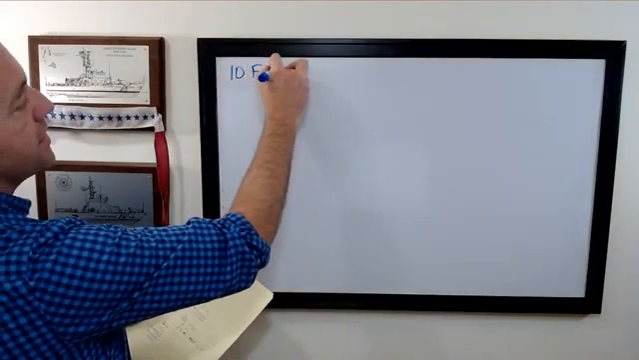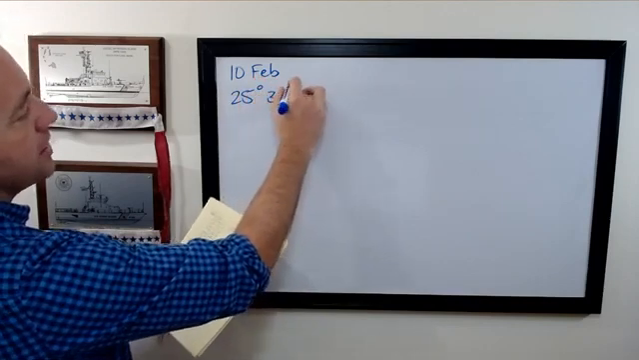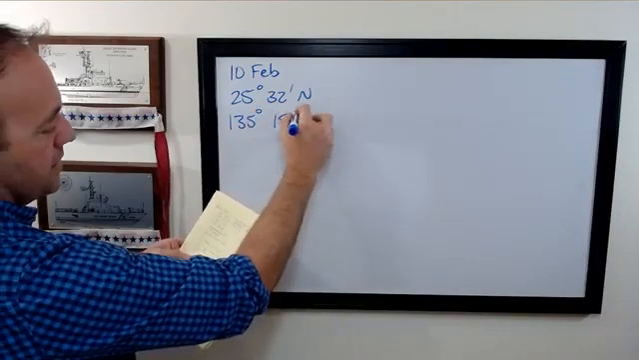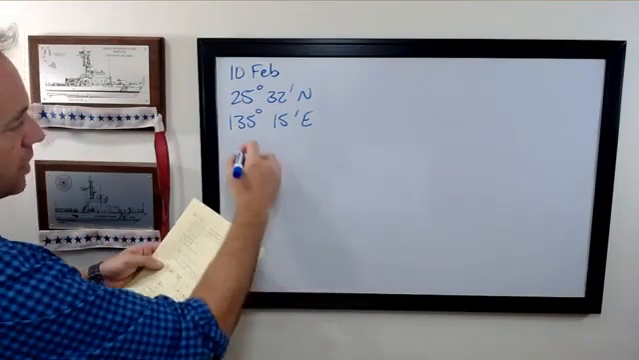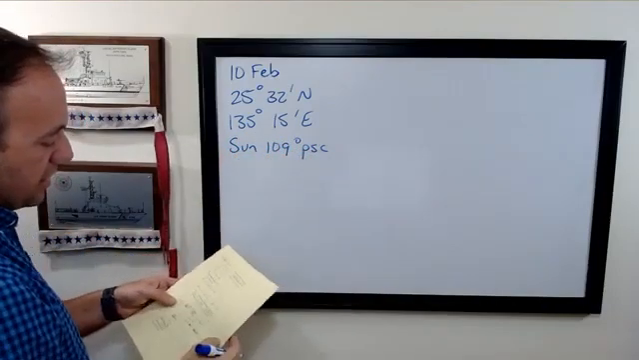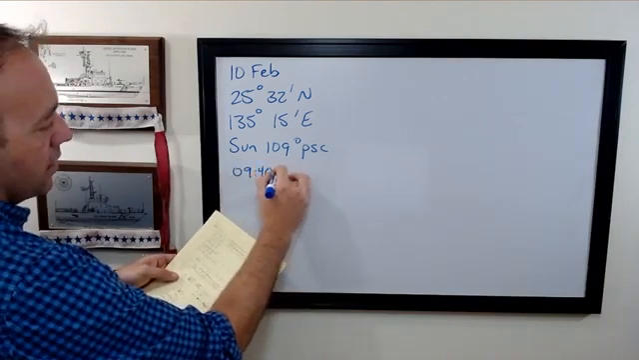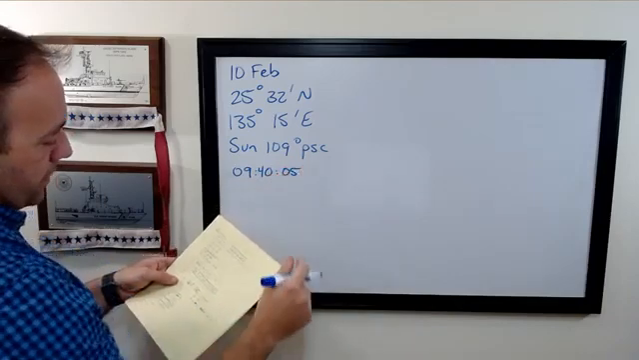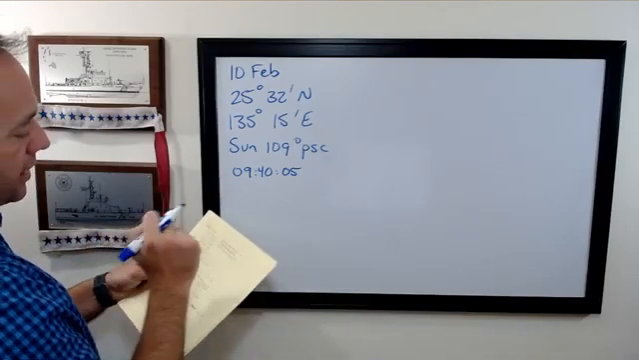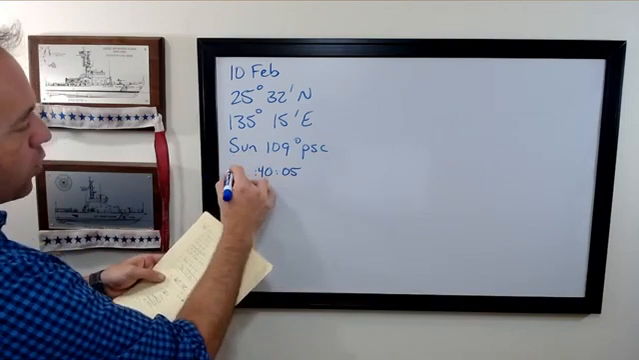All right, so on this one, we're on the 10th of February, and our position is 25 degrees 32 minutes north, and 135 degrees 15 minutes east. The sun was at a bearing of 109 degrees per steering compass, and the chronometer ended up being, actually, I'm sorry, I have the chronometer time wrong. It's 2140. There we go.